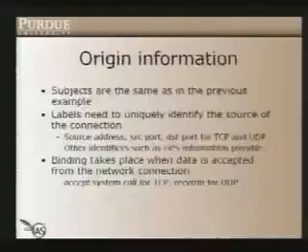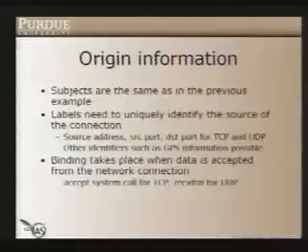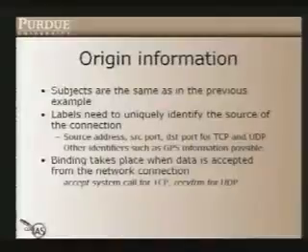Second case study, origin information. We have the same subject world as in the previous example, processes on a system and shared objects. But the labels now need to uniquely identify the source of the connection. And this could be a network identifier. You can use the source port, destination port, and source addresses for TCP and UDP.